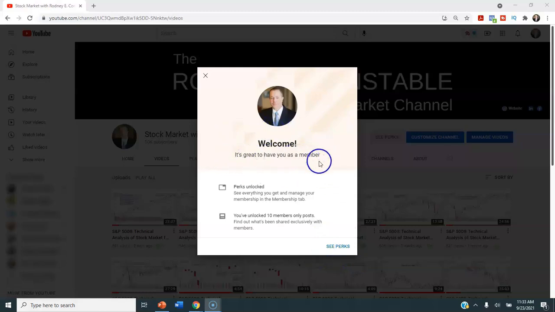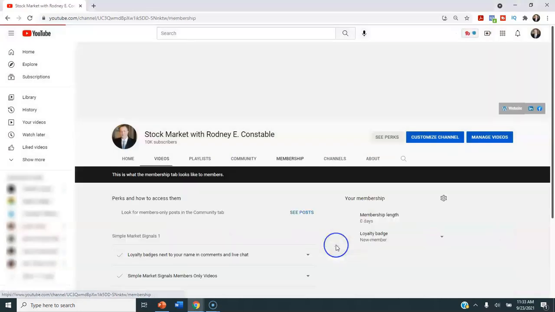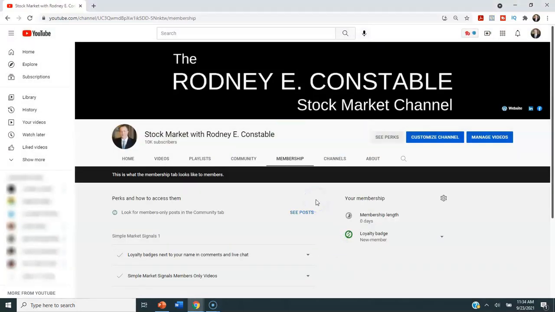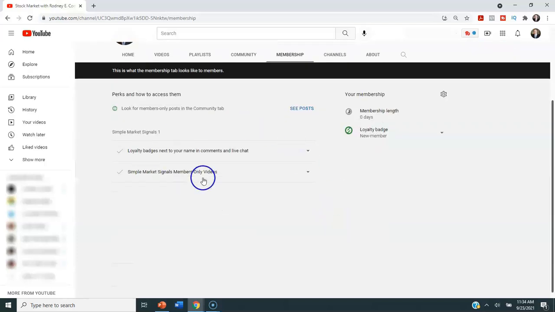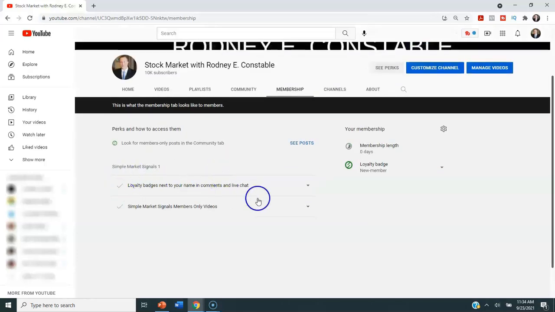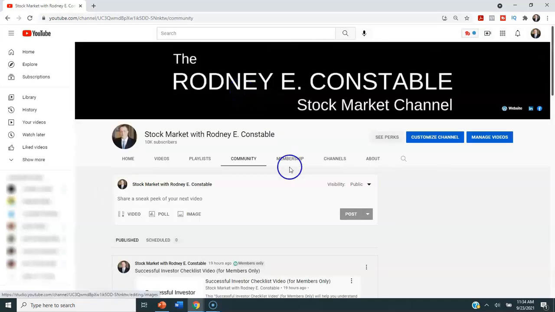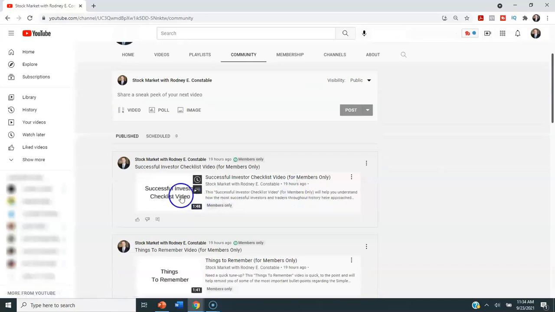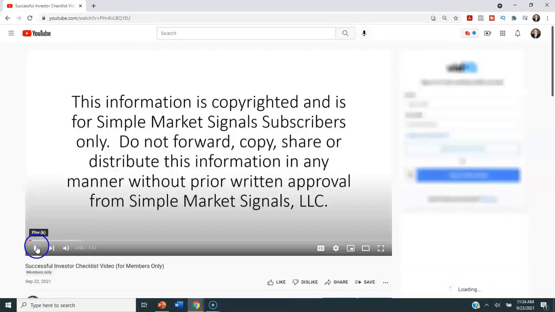Welcome. It's great to have you as a member. So then you can click on See Perks. Once you fill all that out and your membership is established, you will have access to the membership area where you will be able to see the perks. And then you go over to the community tab, and this is where you will have access to the various videos, and you just click on those and it'll pull those up.